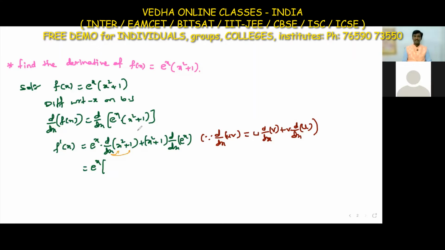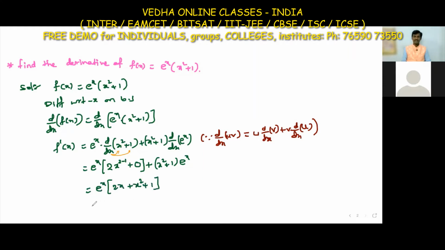Okay, so d by dx of x square, x power 2 derivative, that is 2 into x power 2 minus 1, x power n formula, d by dx of 1 constant derivative is 0, and x square plus 1 as it is, and e power x is e power x. So here 2x into e to the power x, plus x square plus 1 into e to the power x. Okay, so that is nothing but, if we take e power x common, then 2x plus x square plus 1.